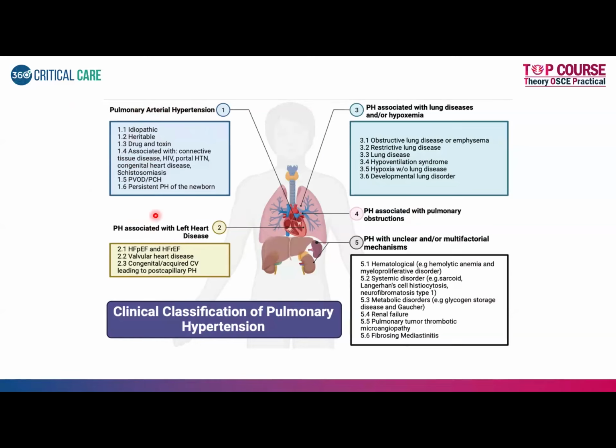Left heart disease, which is the most common out of the lot. We have heart failure with preserved ejection fraction, reduced ejection fraction, valvular diseases, congenital diseases, then those with lung disease like restrictive and obstructive lung diseases, okay, hypoventilation syndrome, hypoxia. So these are important. Those associated with pulmonary obstruction, and last but not the least, unclear mechanisms.